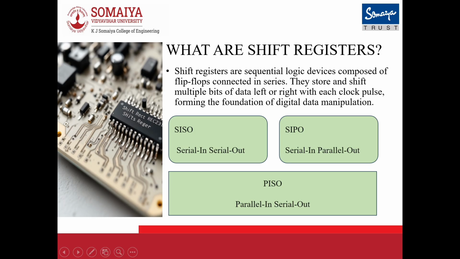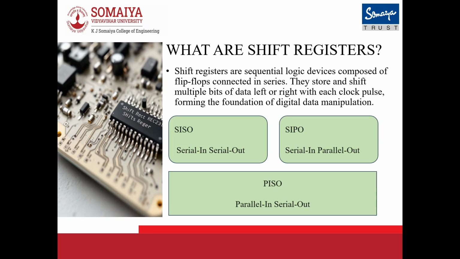So, now, what are shift registers? Let's begin with the basics. A shift register is a sequential logical circuit. That means its output depends not just on the current input but also on the past history of inputs. It is made up of flip-flops, typically D flip-flops, connected in series, where each flip-flop stores a single bit of data. When we apply a clock pulse, the stored bit in each flip-flop shifts one position to the next.